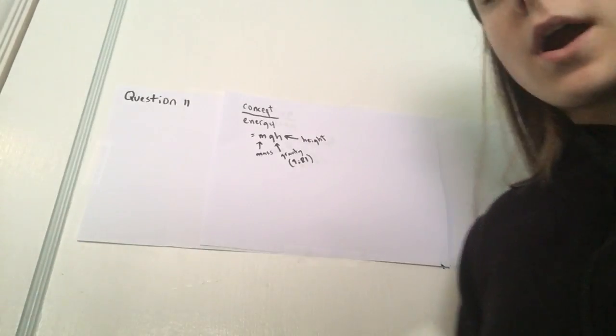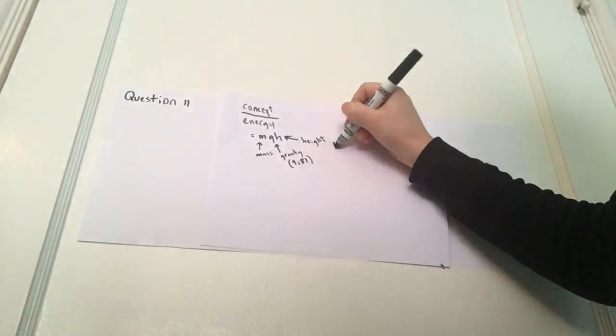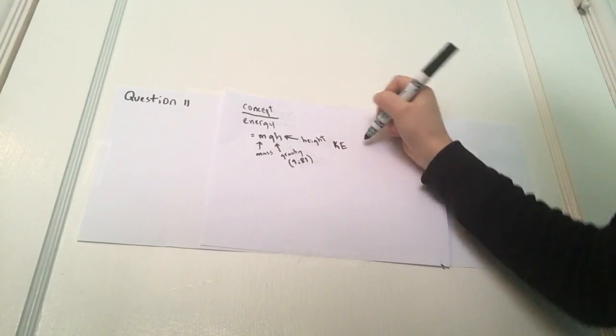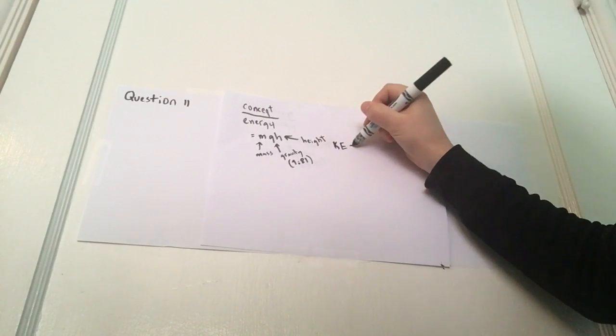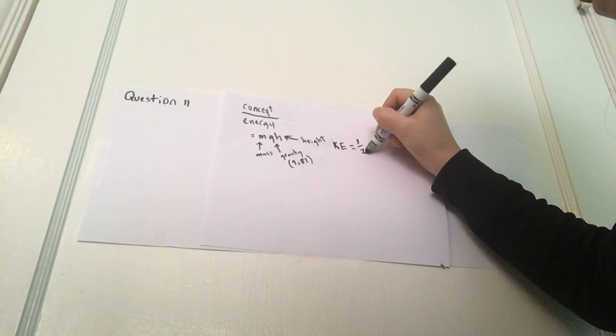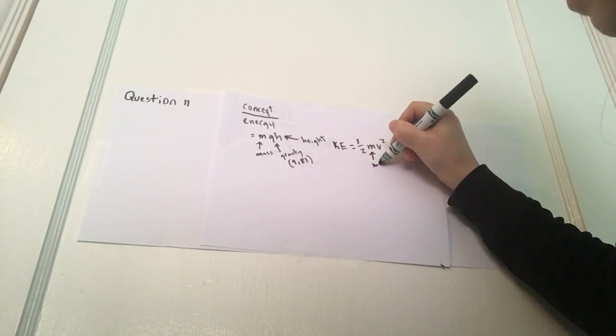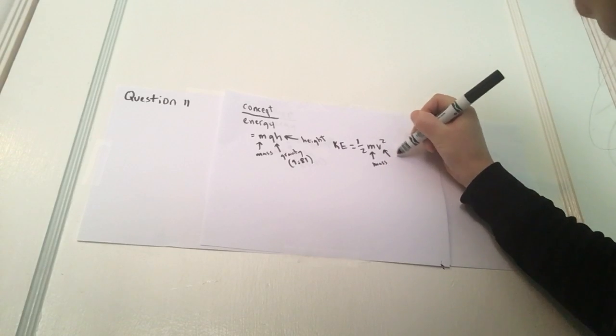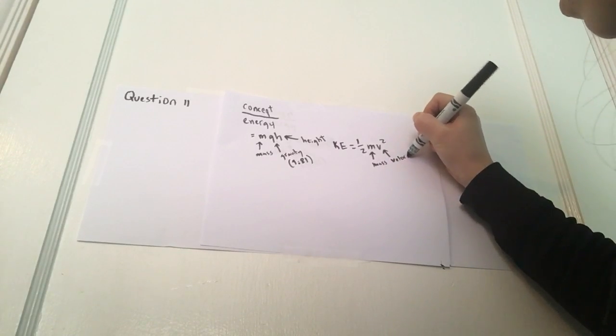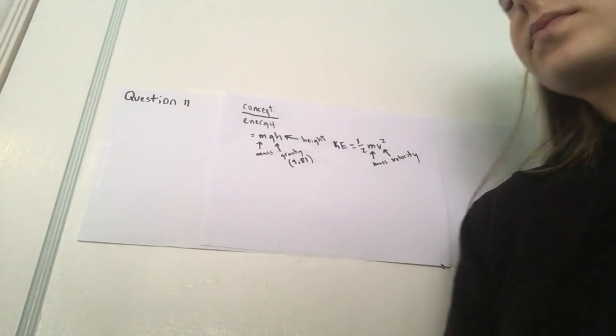And then the other part is the kinetic energy. Kinetic energy, which I'm going to represent as KE, is equal to 1/2 mv squared. So the m is the mass of the object, and v is the velocity.